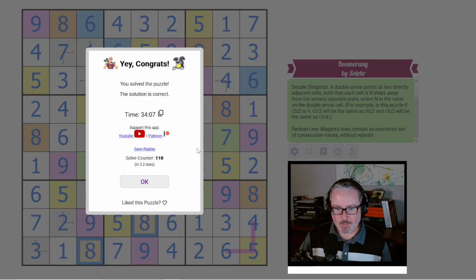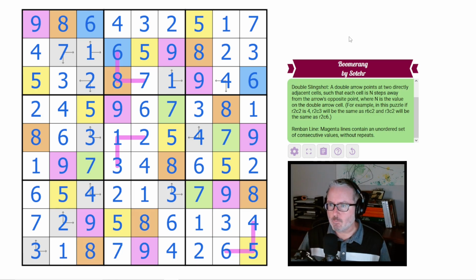Solution is correct. Cool. Well, it's been only about a couple days. But anyway, that was Boomerang by Sotehr. I really enjoyed that one. Again, we have done this rule set previously, I think maybe once, maybe twice. Don't quite remember what it was, but very fun type of rule, and everything works out beautifully on it.